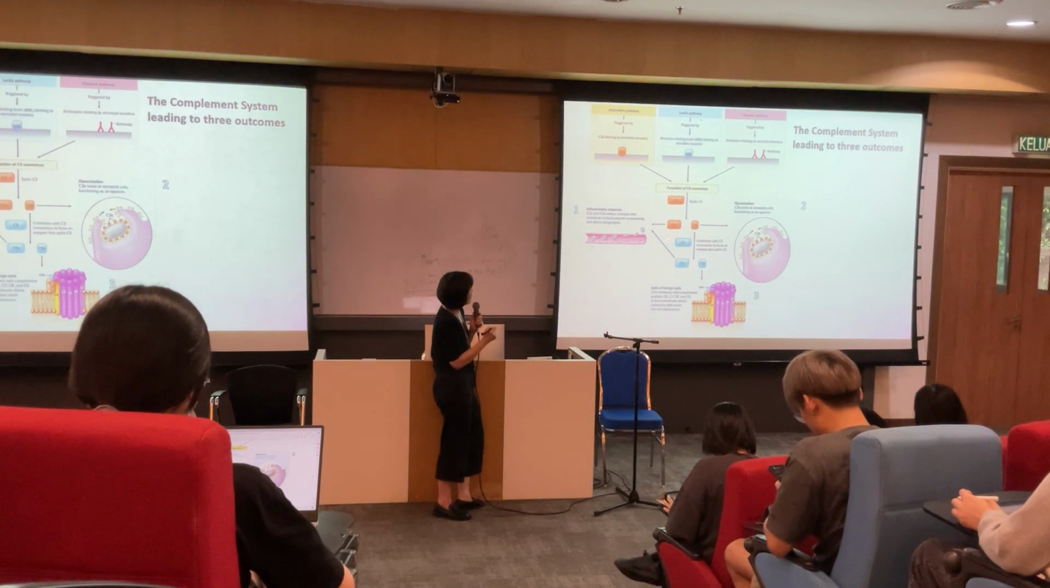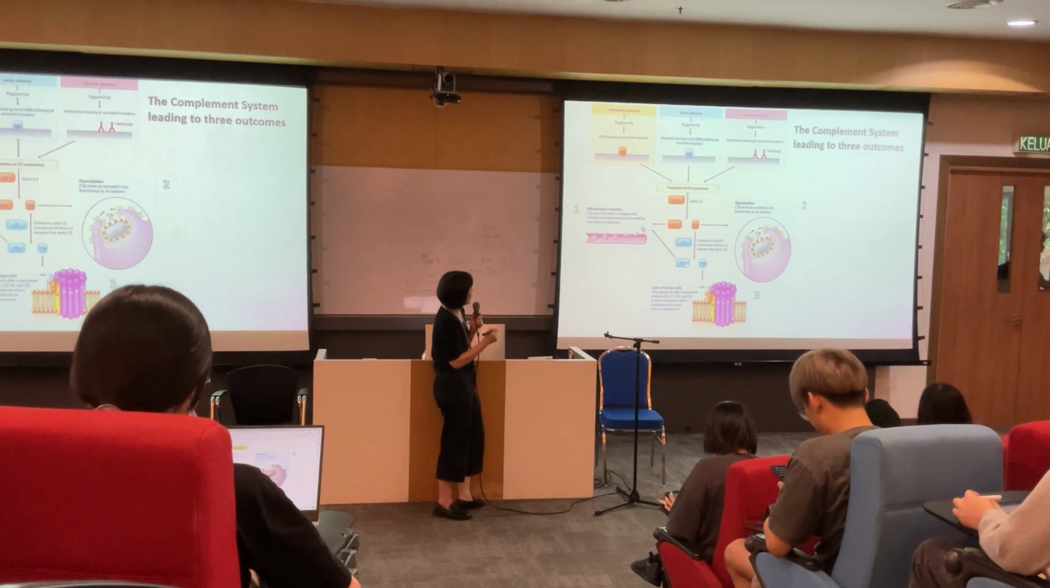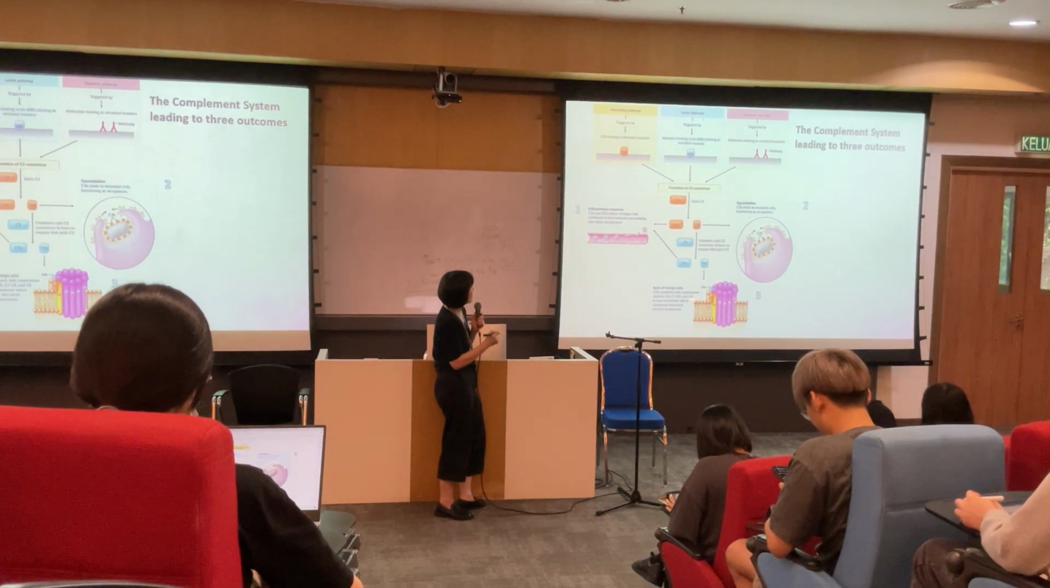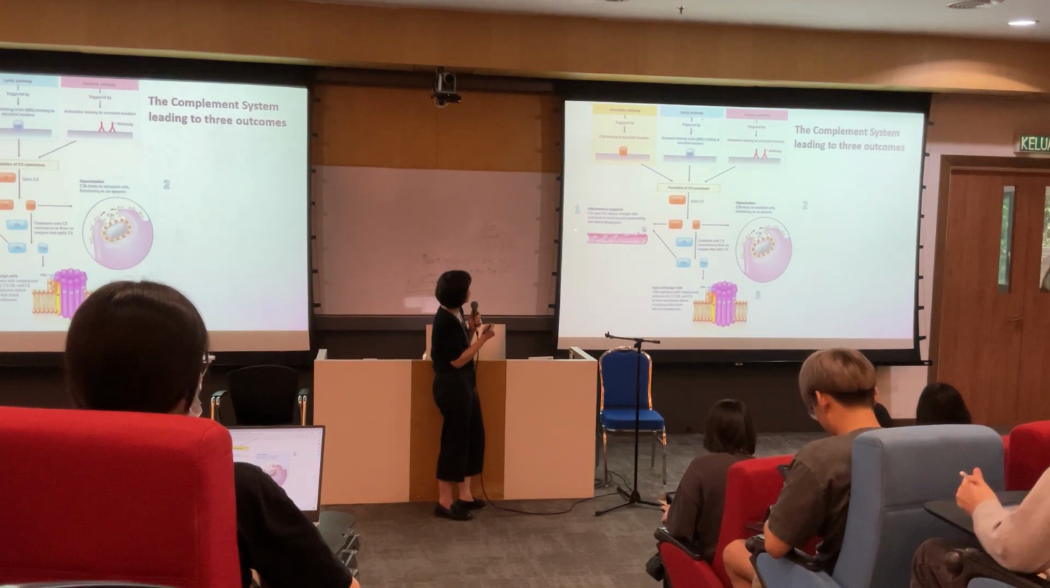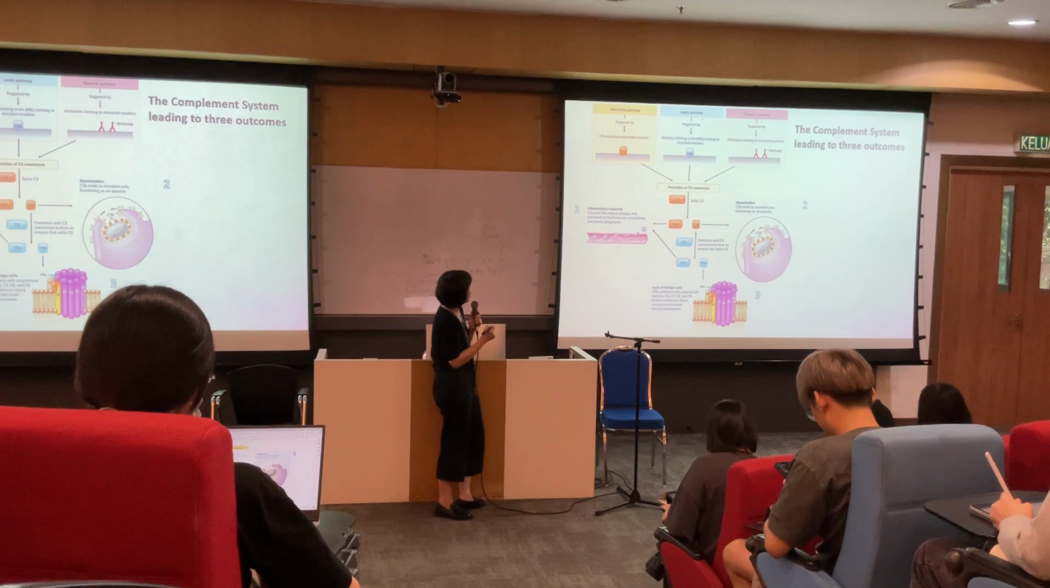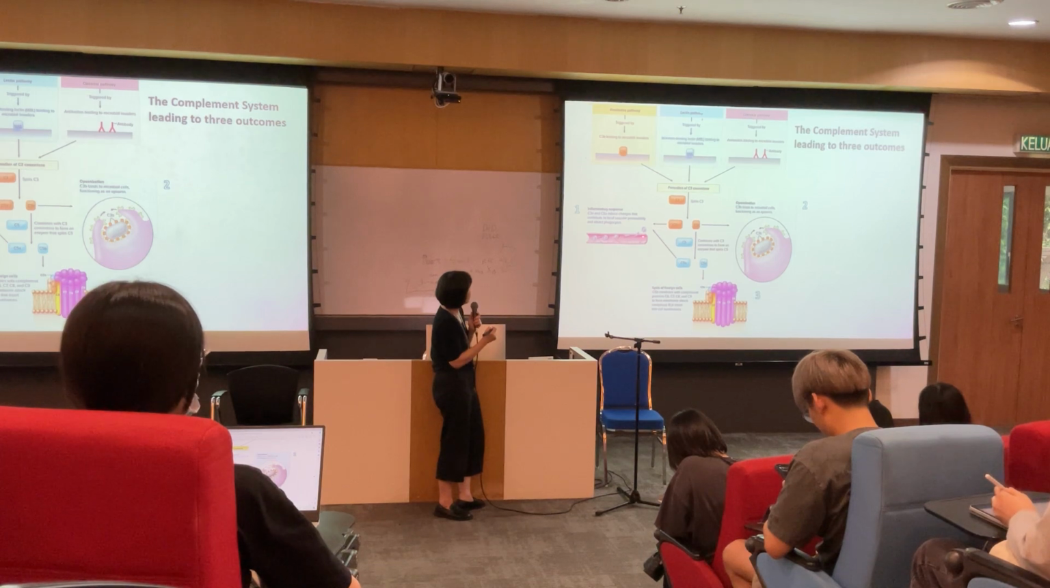Now, after you have C3a, C3b, C5a, C5b, they have three outcomes. So what happens is that C3a together with C5a act as chemotaxis agents that help to make vasodilation of the blood vessel and cause inflammation. So the first outcome is causing inflammation.